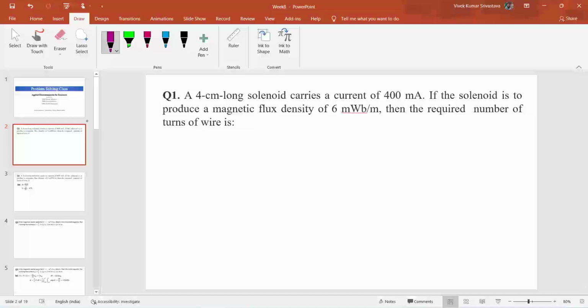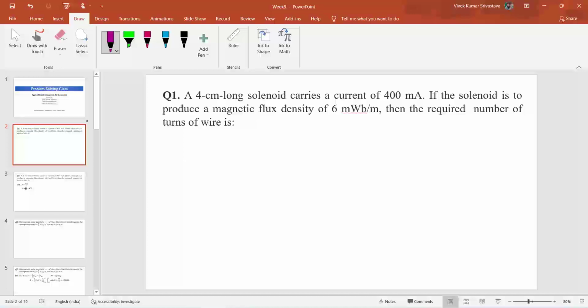So our first problem is: a 4 centimeter long solenoid carries a current of 400 milliampere. If the solenoid is to produce a magnetic flux density of 6 milliweber per meter, then the required number of turns of the wire is. So basically here we have to find out the number of turns present in the solenoid.